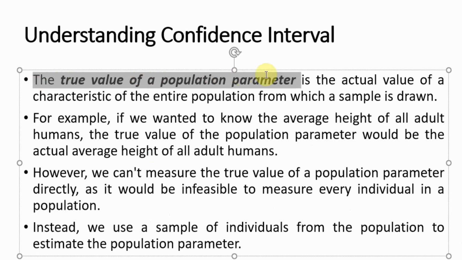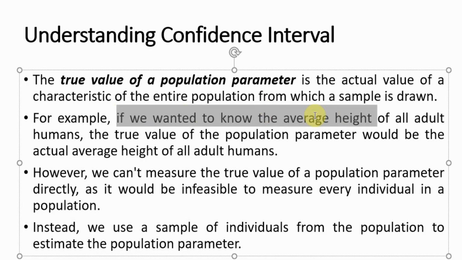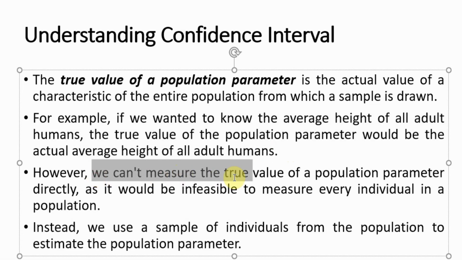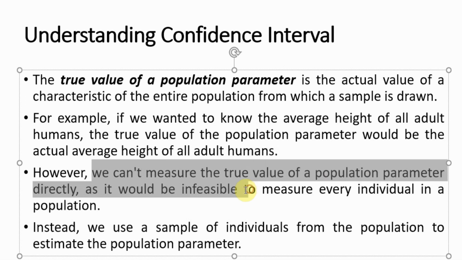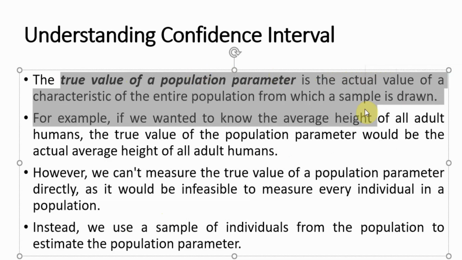Now, the true value of the population parameter is the actual value of the characteristic of the entire population from which the sample is drawn. For example, if we wanted to know the average height of all adult humans, the true value of the population parameter would be the actual height of all adult humans. But the problem is we cannot measure the true value of the population parameter directly, as it would be infeasible. So instead, we use our sample to estimate the true value of the population parameter through confidence intervals.